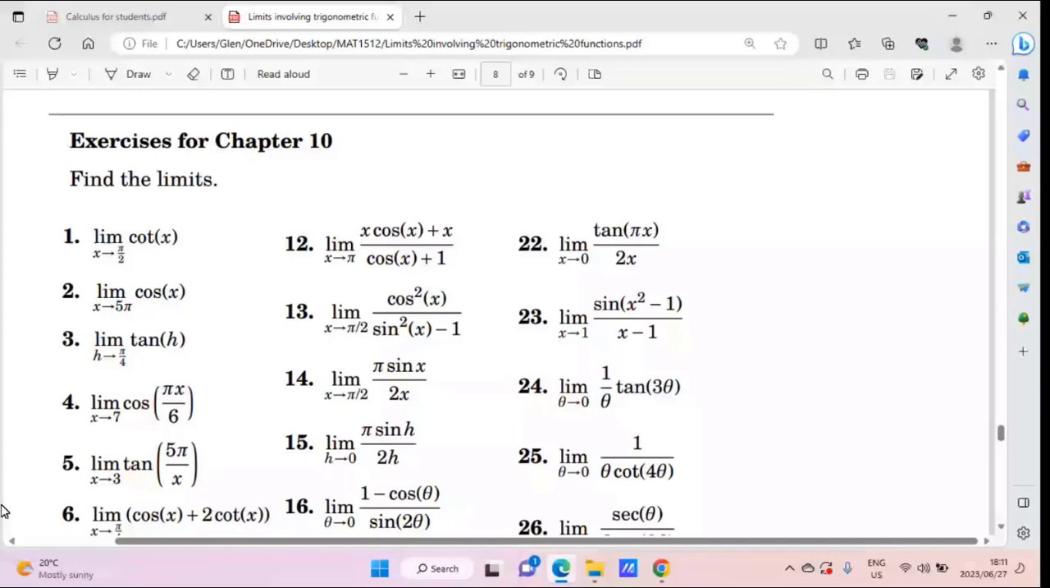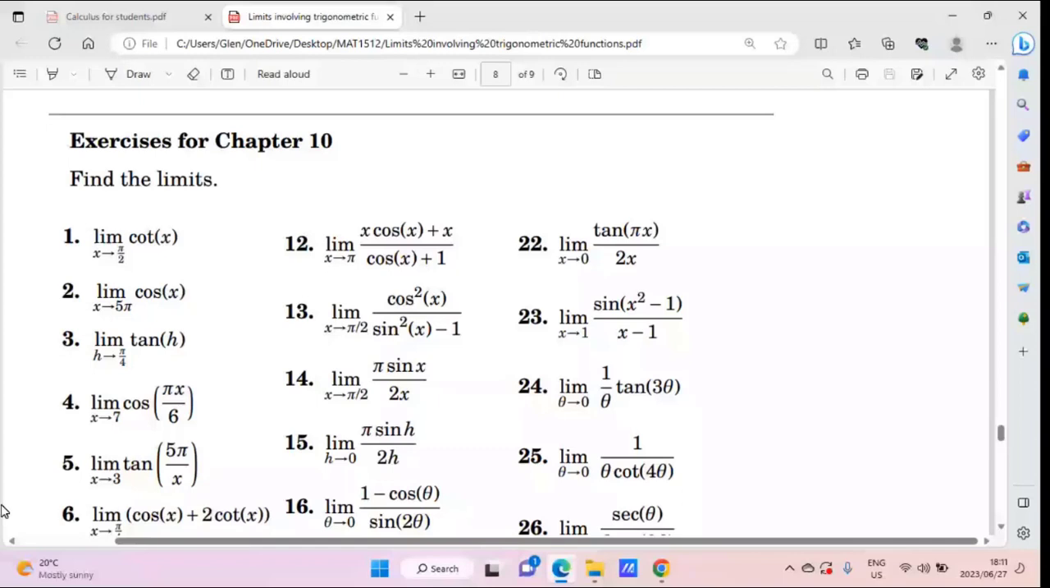Okay. So you're going to write sine 3 theta over 3 theta. Fine. And then you have that 1 over theta. Can you take that 3 theta that was on top and put it on top of 3 theta over theta? Okay. And then you'll be left with 1 over cos 3 theta. Do you agree? Yes, I agree.